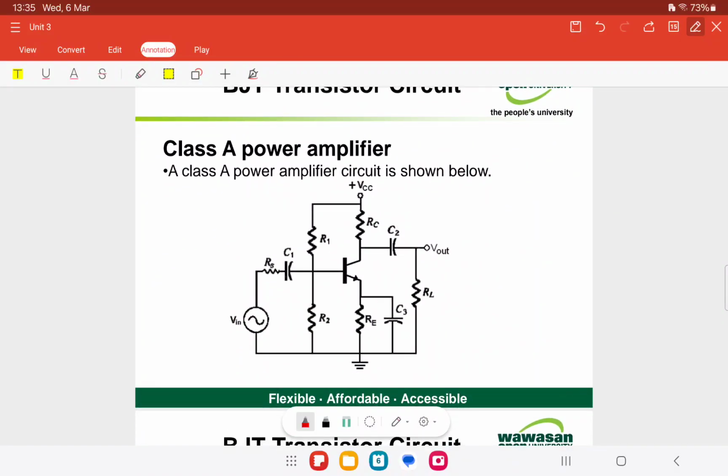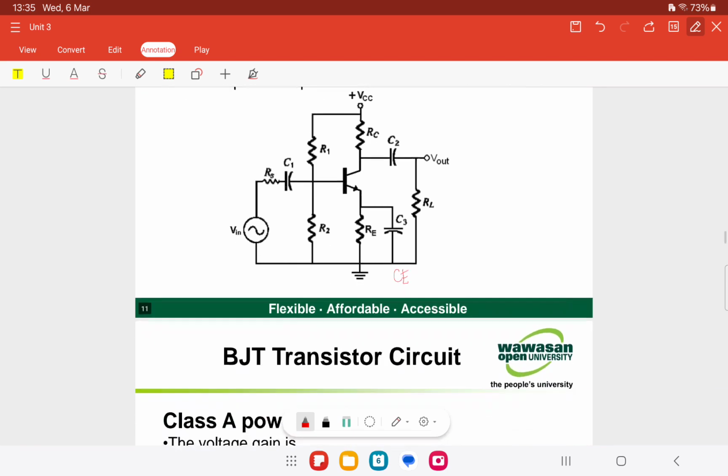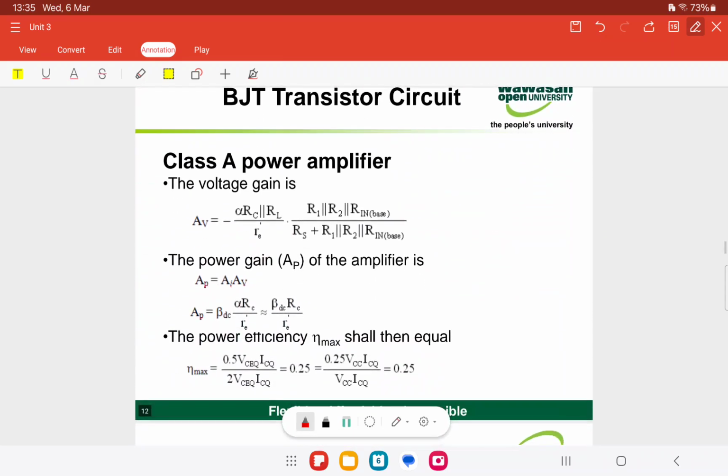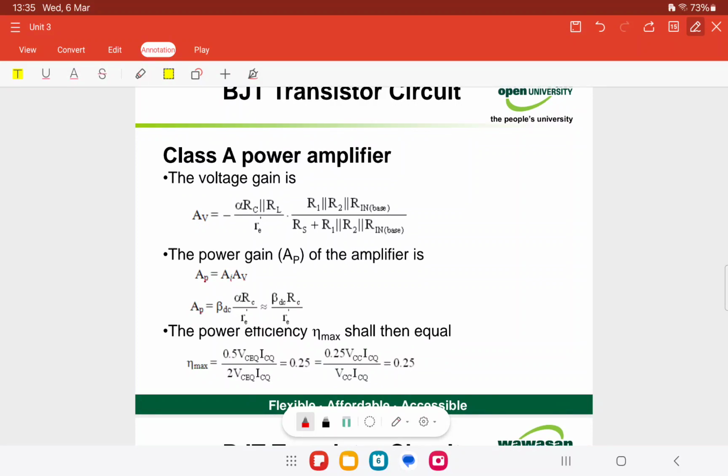So this is for the class A power amplifier. This is a circuit for the class A power amplifier, this one is for common emitter. The DC and AC load lines of this amplifier are different because they do not have the same equivalent circuit.